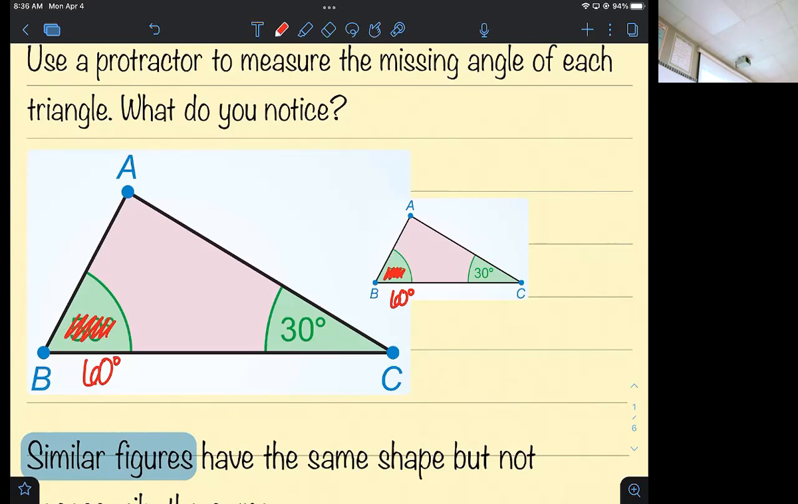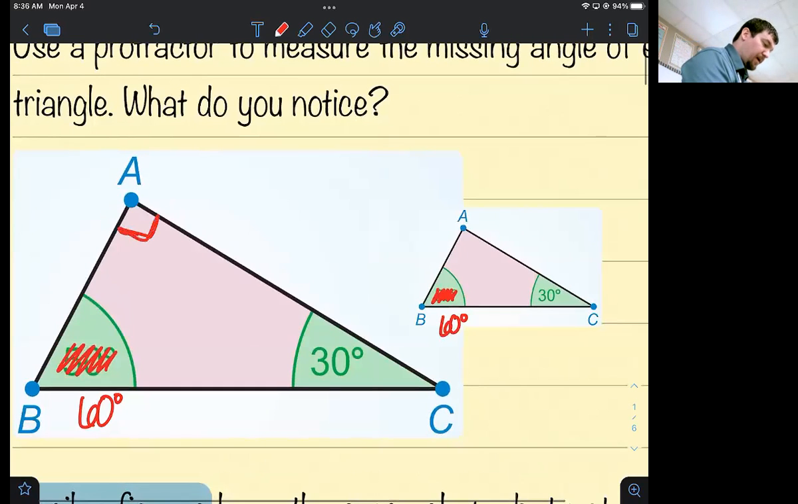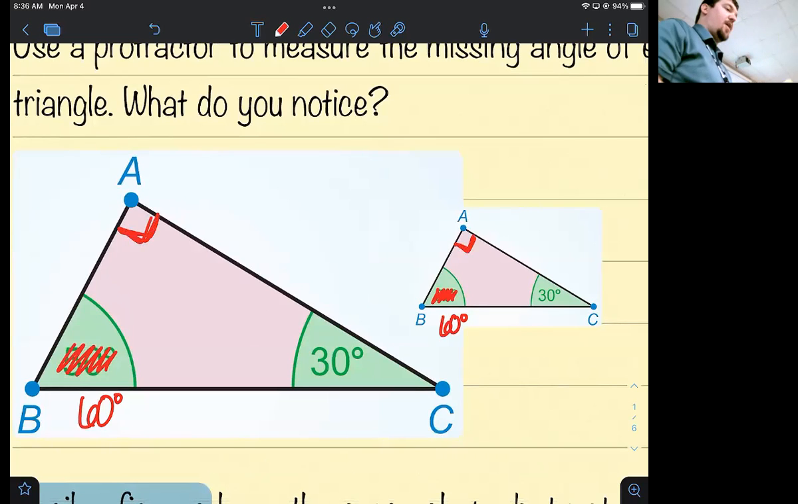Now, if I check this with my protractor, it's pointing right there to the 90 degrees. Not only on that triangle, but on this triangle. Okay. So what we've proven, I'll just put a right angle box there. You guys okay with that? You know what that means, right? We've proven that these two triangles have the same angle measurements.